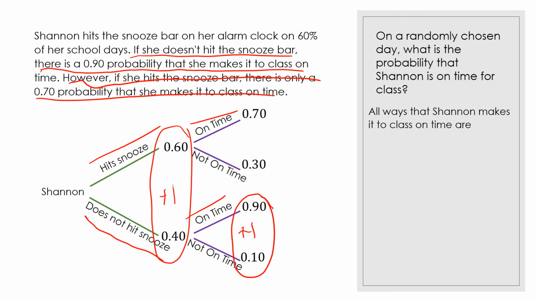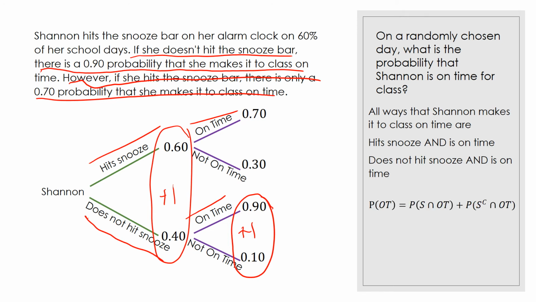Now, what we have to do next in order to answer this question is to consider what are all the ways that Shannon makes it to class on time. And those are, well, she hits the snooze and she's on time, as well as she does not hit the snooze and she is on time. Those are all of the different ways that that can happen. So if we call on time being OT, what's the probability she's on time? Well, it's the combination of these events: the probability of hitting the snooze and being on time, as well as the possibility that she did not hit the snooze and she is on time.